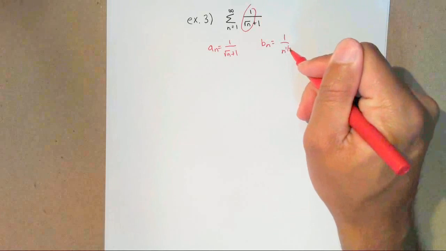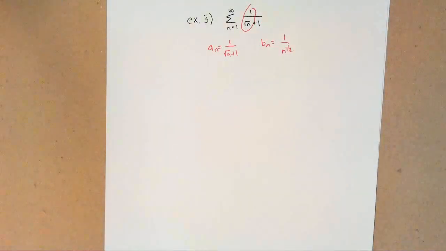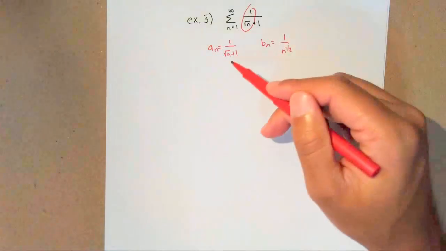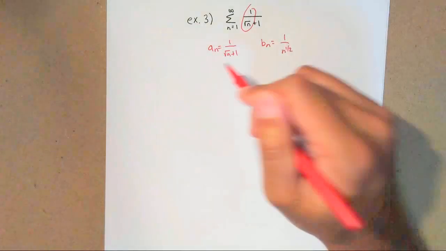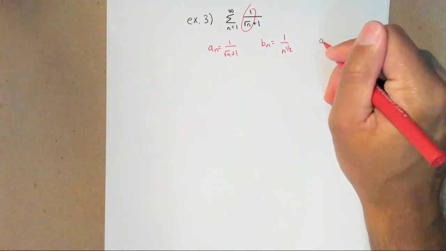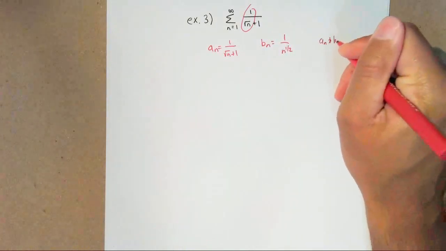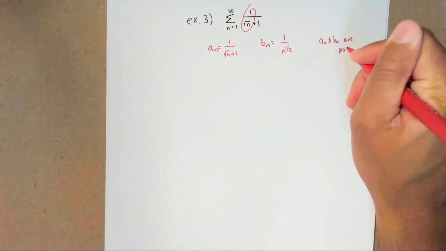And the reason why I put the half should let you know, this is a p-series. So the next thing, are they positive terms? No matter what number I plug into here, a of n and b of n are going to be positive. So just note that a of n and b of n are positive.